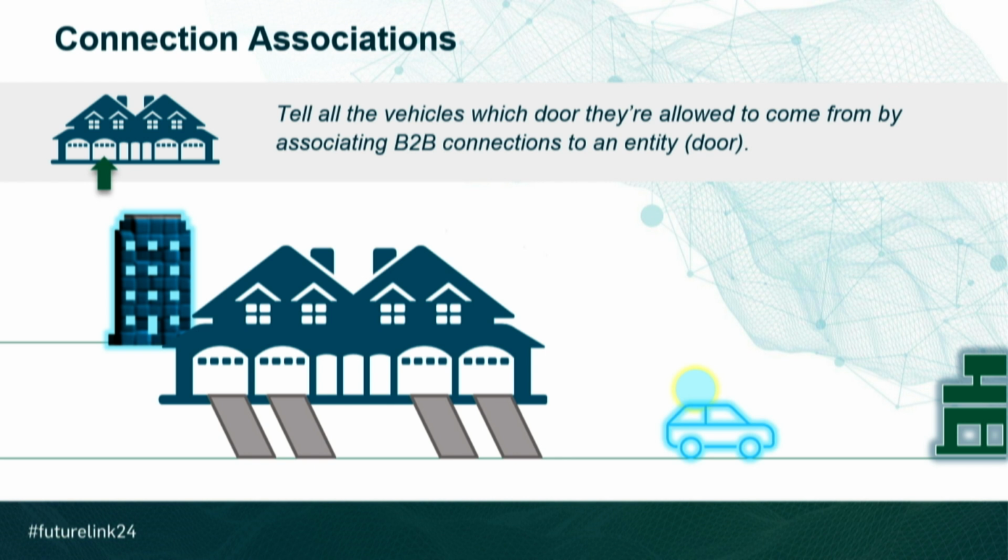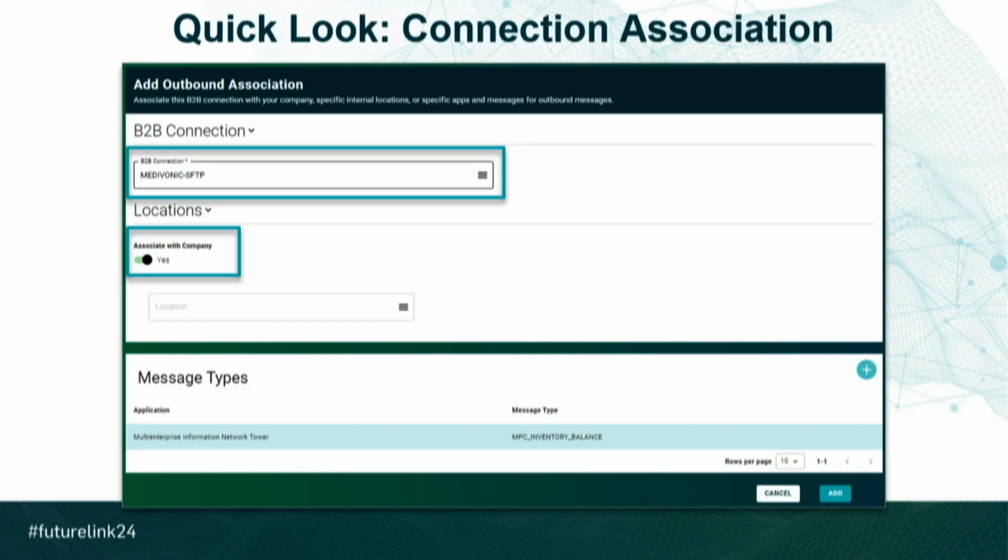So again, in our post office analogy, we're referring to the door that the vehicle leaves from your company to reach the postal office. So this is an example of a connection association. In this case, it's been associated at the company level. So this is an example as a SFTP, as opposed to an individual location.